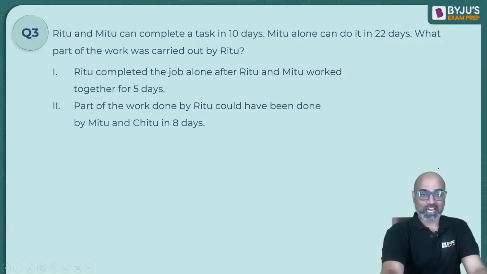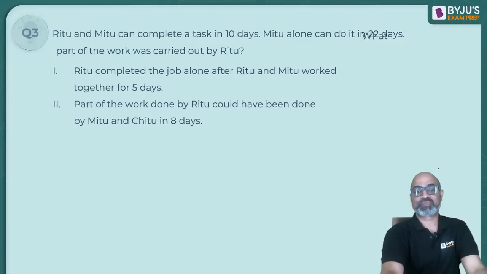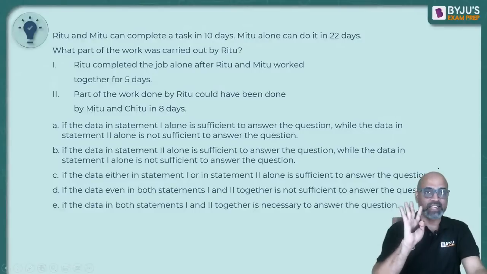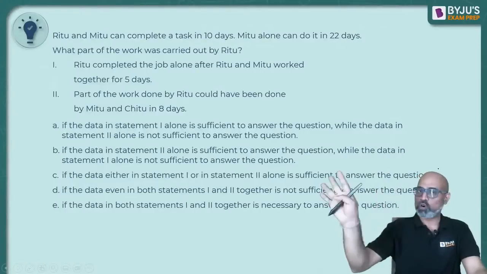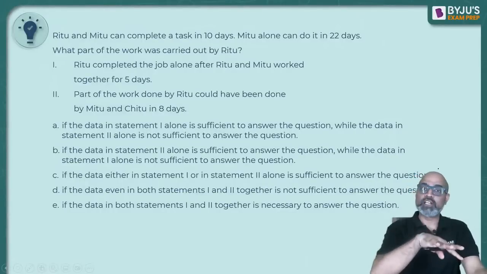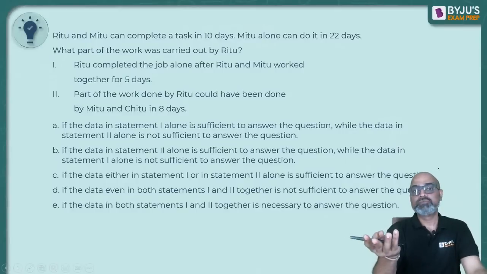Okay, so all of you have answered A. Let's see. So the question is, Ritu and Mitu can complete a task in 10 days. So I know together they take 10 days. What formula, what I have to do, I'm not worried about it. मेरे को दोनों का together पता है. Mitu alone can do it in 22 days. Good. Mitu alone can do it in 22 days.